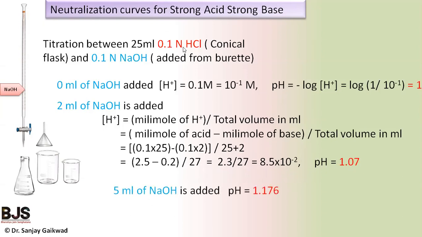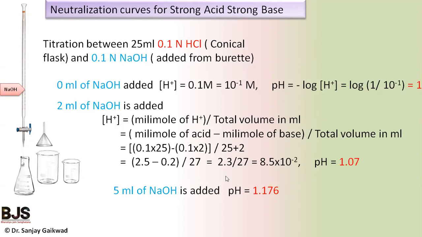Now when we add the next 3 ml, that is 5 ml of NaOH in total, then to the 25 ml of 0.1 normal HCl we are adding 5 ml of 0.1 normal NaOH, and it interacts with 5 ml of HCl to give the formation of a solution where 20 ml of HCl remains, and the remaining 5 ml plus this 5 ml, 10 ml, gives the water and salt solution. Therefore it contains only 20 ml of 0.1 normal HCl solution.